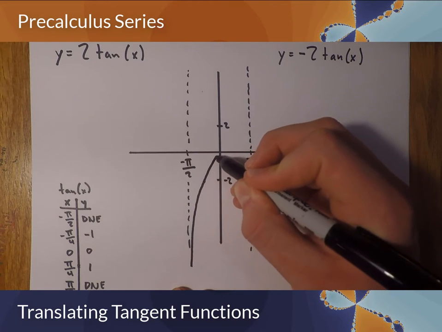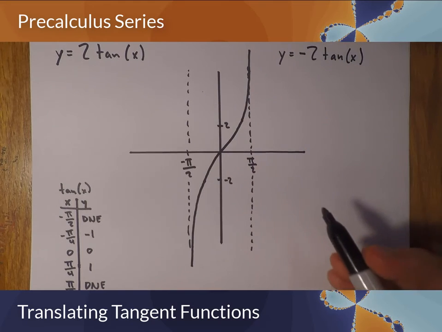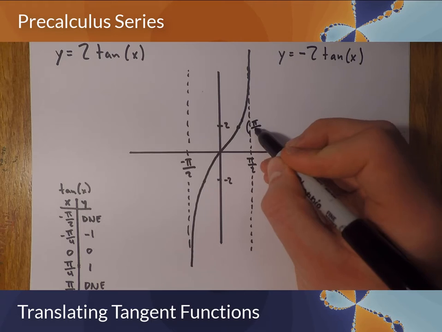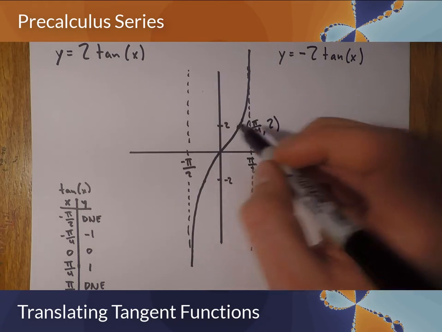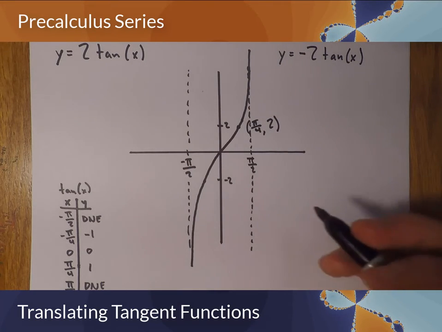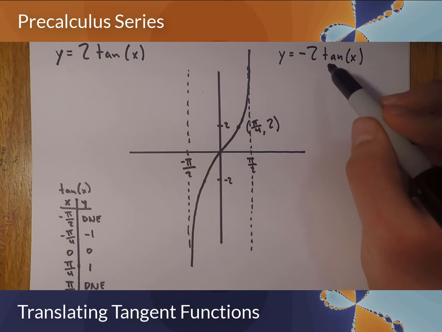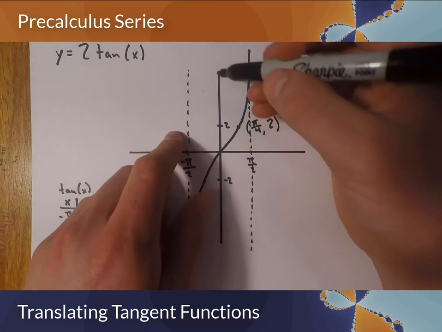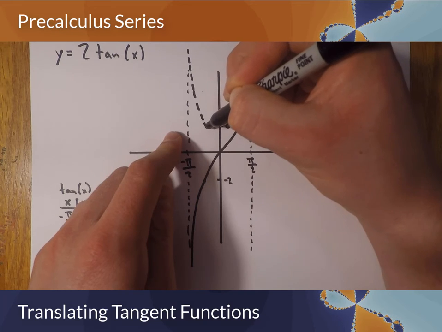Now we have 2 tangent of theta. Right here we have, just as a sample point, to show you how the value of y is twice as high when it's at pi over 4. So there is 2 tangent of x. Now to produce negative 2 tangent of x, all you do is simply reflect this over the y-axis. So you create this second function that looks like this.